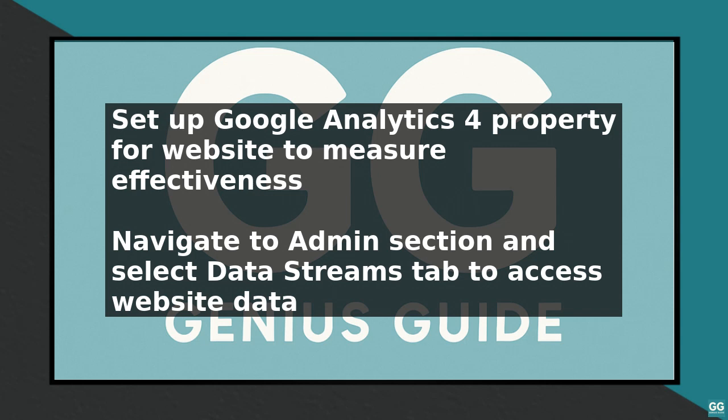First, navigate to the Admin section of your Google Analytics 4 account and select the Data Streams tab. Here, you will see a list of your website's data streams. Click on the data stream for which you want to set up e-commerce tracking.